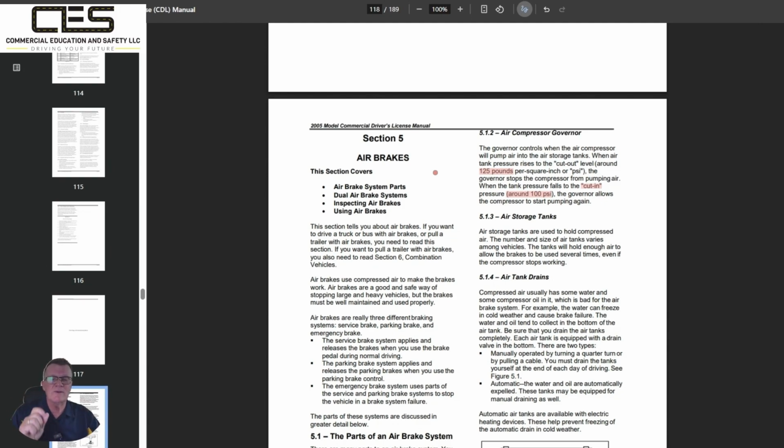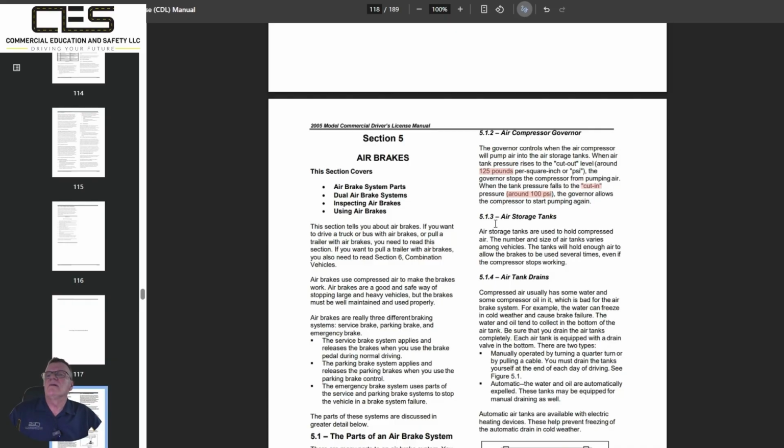There's going to be a lot of numbers, so it's very important that you really remember these numbers as we go along. That's the reason I keep repeating them over and over again. Cut in at 100, cut out at 125. Those are your magic numbers, and those are the terminology that you're going to hear. Cut in, cut out, and I've explained what cut in and cut out means.